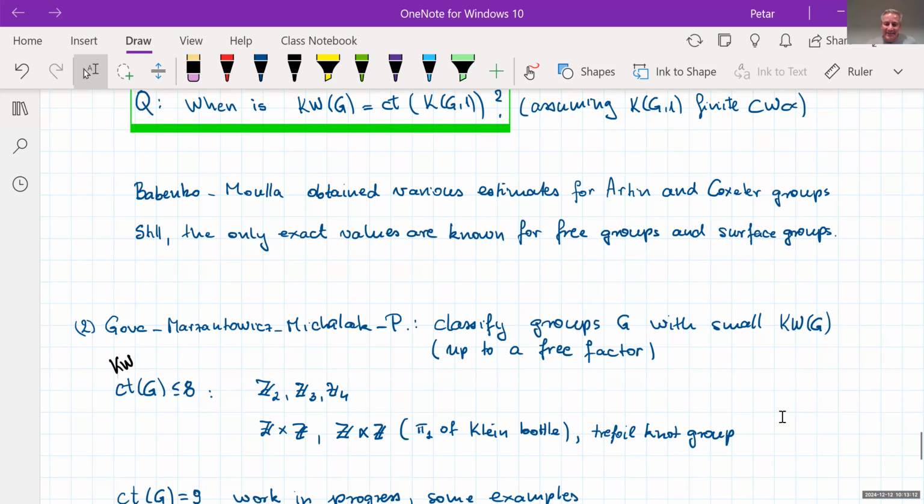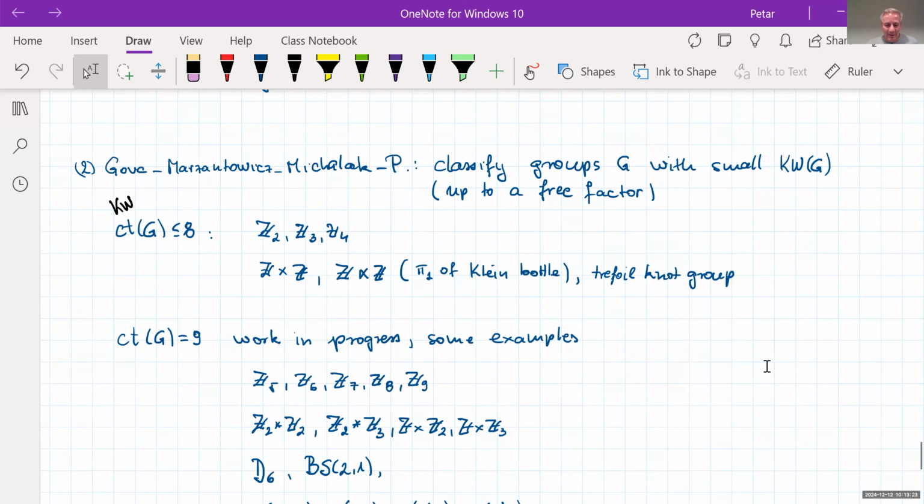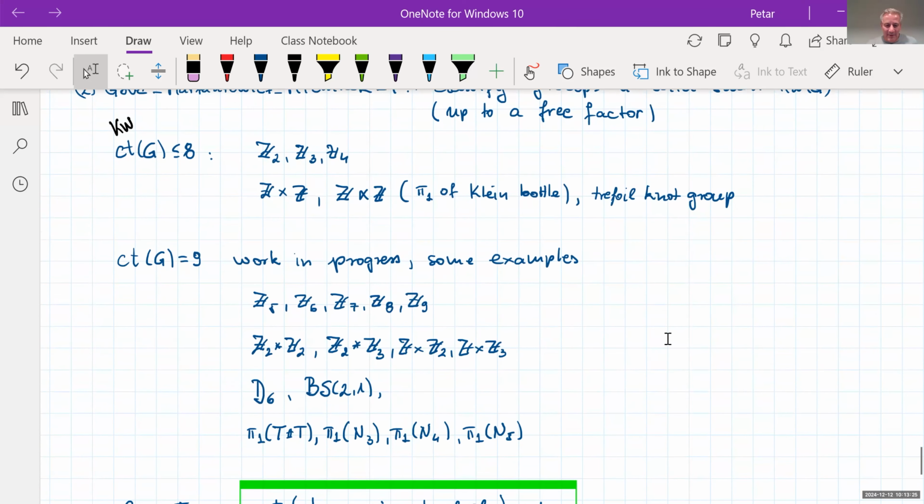And then we try to do this for 9 vertices, and the problem explodes. We are using quite powerful computers, and so far it is a work in progress. We managed to find the following groups. So cyclic groups. These are new with respect to those of 8. So we get cyclic groups of order 5 to 9.